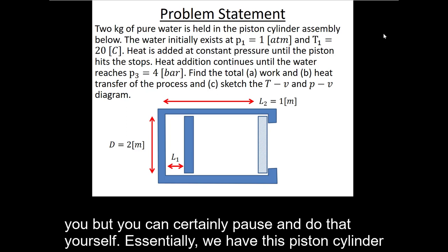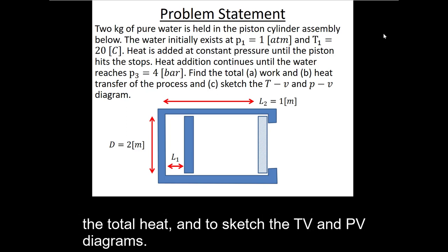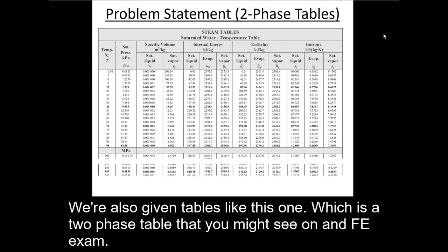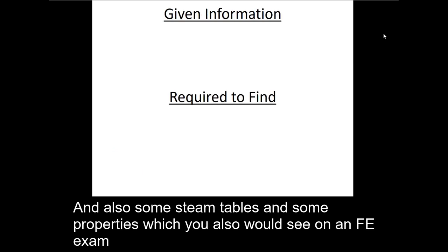Essentially, we have this piston cylinder assembly that's going to go through two processes, and we're asked to find the total work, the total heat, and to sketch the TV and PV diagrams. We're also given tables like this one, which is a two-phase table that you might see on an FE exam, and also some steam tables and some properties, which you also would see on an FE exam.